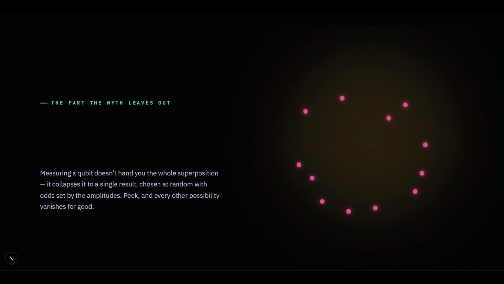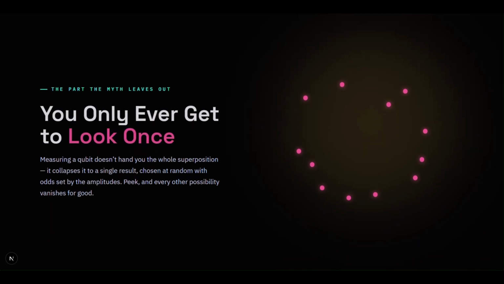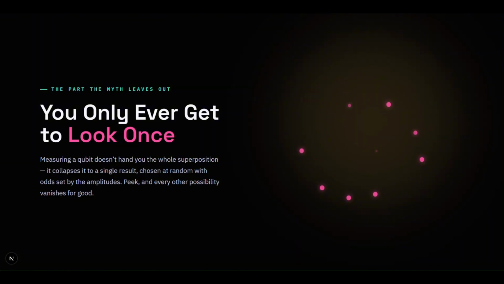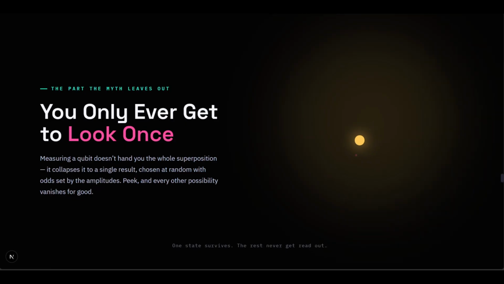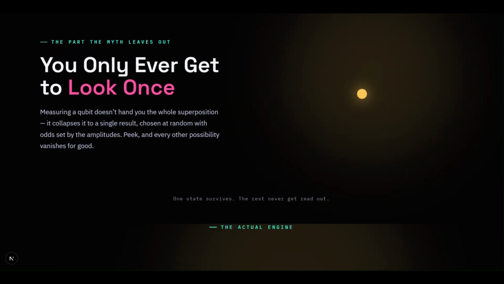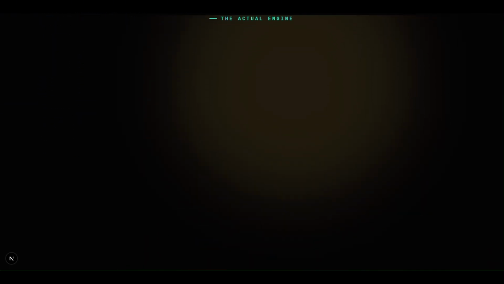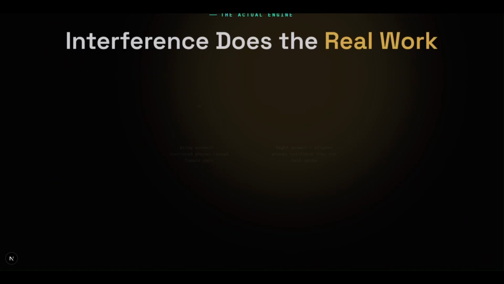So, here's the catch the myth leaves out. However many amplitudes a qubit is holding, you only ever get one measurement. Reading a qubit collapses the entire superposition down to a single result, chosen at random with odds set by those amplitudes. Every other possibility vanishes the instant you look. So if you only get one look, how does a quantum computer gain any advantage at all?